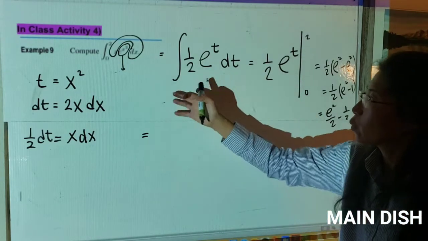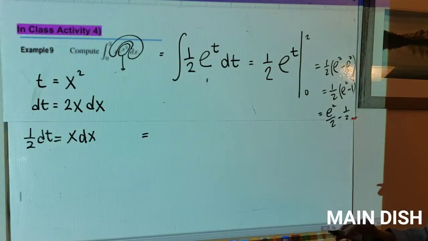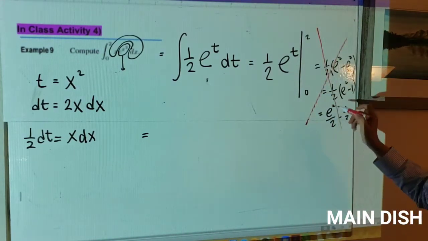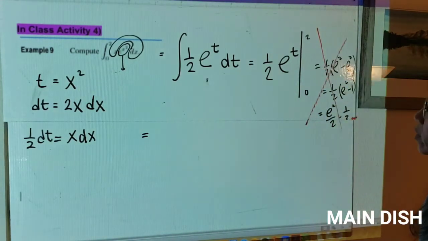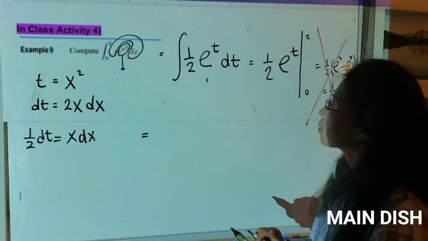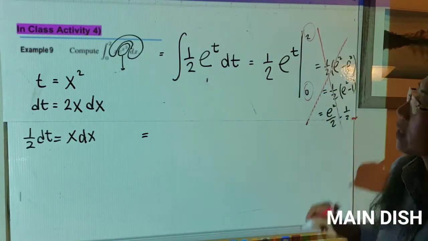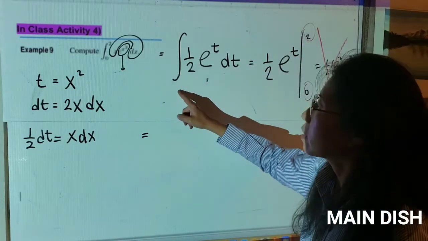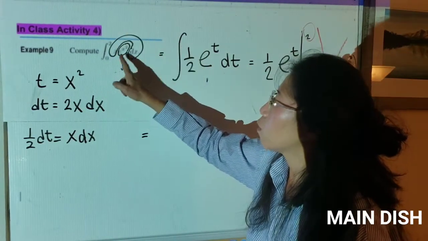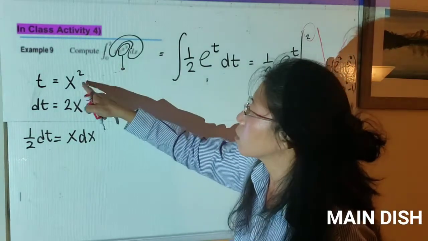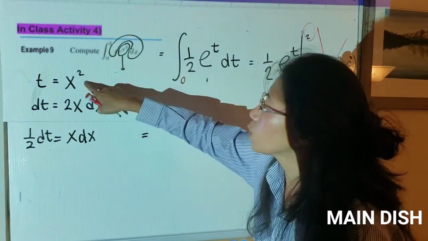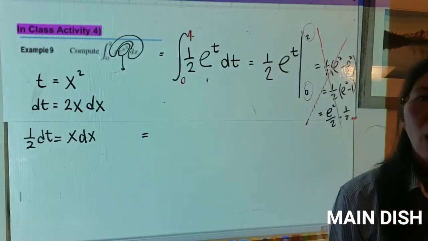So if you're doing it this way, I wonder if you got this one. I want to tell you that this is wrong. Okay? If you got something like this, where did I go wrong? Where did I make the mistake? This is where your mistake is. Since you changed your variable to t, instead of 0 to 2, which was with respect to x, let's plug in 0 here, then you get the t value 0. And if I plug in 2 here, then you get the t value 4.